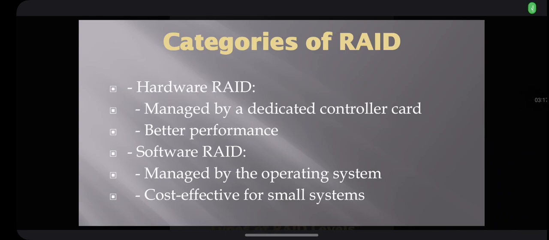And next, categories of RAID. There are two categories of RAID: hardware RAID and software RAID. Hardware RAID is managed by a dedicated controller card and offers better performance, and software RAID is managed by the operating system, cost effective for smaller systems. Hardware RAID uses a physical controller card, offering better performance but at a higher cost. Then there is software RAID, which is handled by the operating system. It's more budget friendly and ideal for smaller setups.